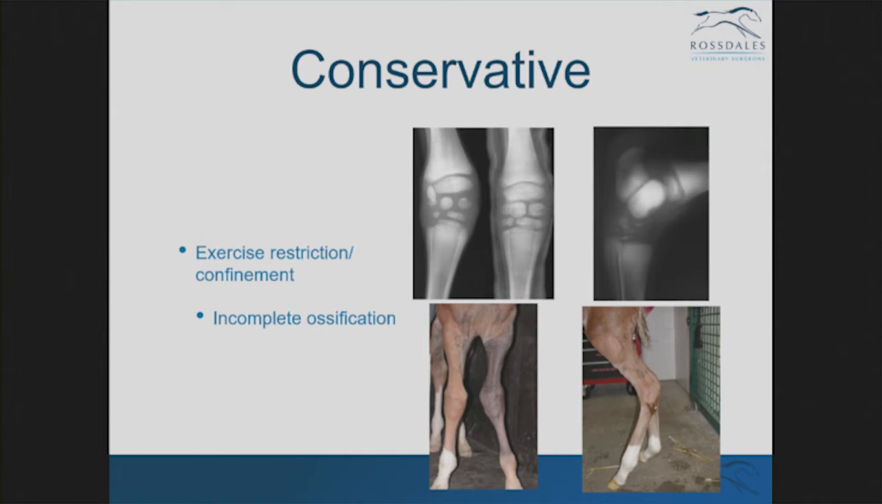More conservative treatment options include stall rest and confinement, especially for these foals born with incomplete ossification of their hocks and their knees. They really need to be kept locked up and sometimes splinted until the bones have had a chance to fully ossify, and when that happens, they can start a gradual return to normal management, but only when the x-rays are showing that the bones are fully ossified.